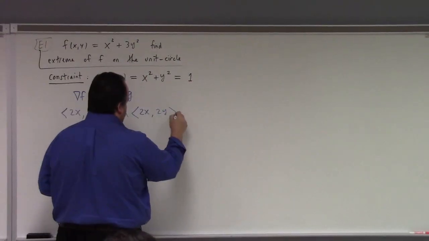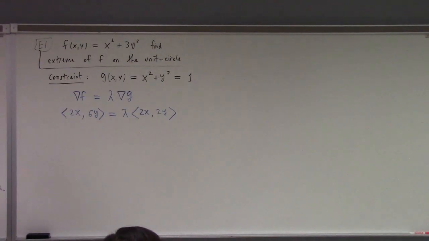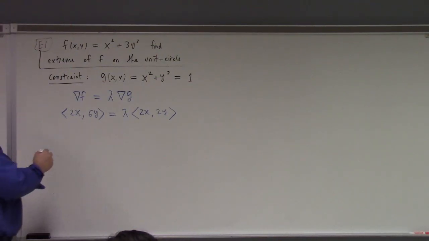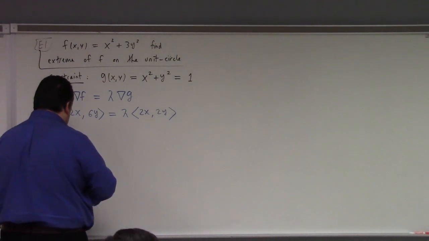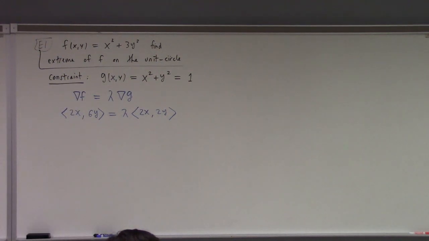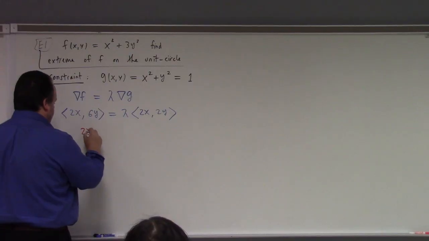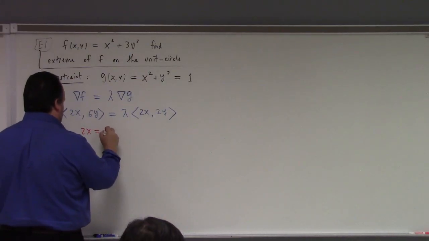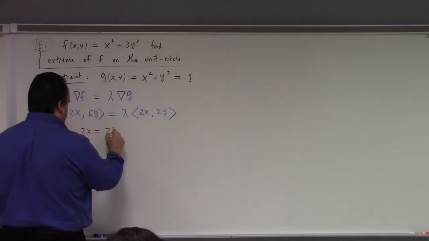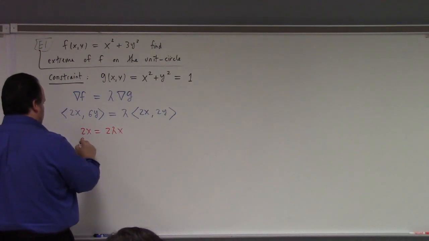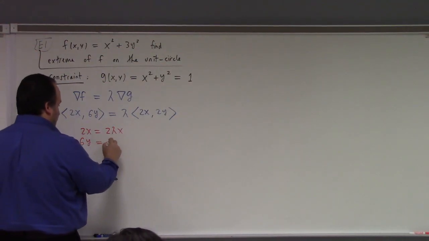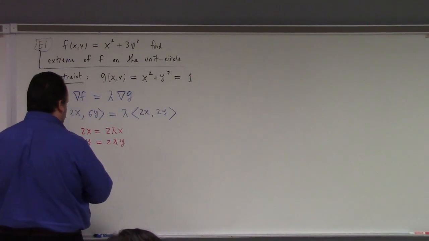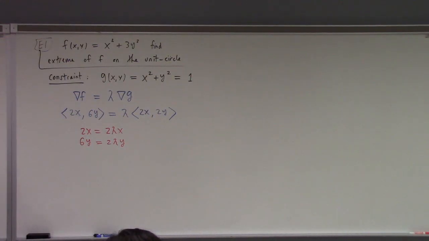Now when we're solving a vector equation, it's a twofer in this case because it's a two-dimensional problem. We get 2 equations. And the 2 equations we have are 2x equals 2 lambda x, and also 6y is equal to 2 lambda y, right? These are the Lagrange multiplier equations that we'd like to solve.